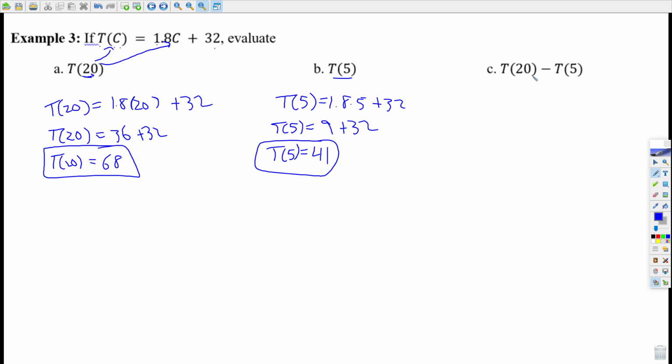The last one looks a little different. It actually wants us to evaluate T of 20 and then evaluate T of 5. So it's actually like two problems in one. You would do the first one, get a number, do the second one, get a number, and then after that you would subtract them.